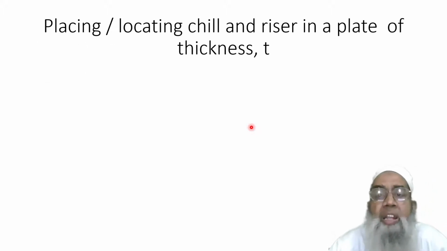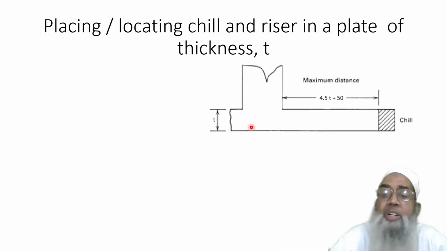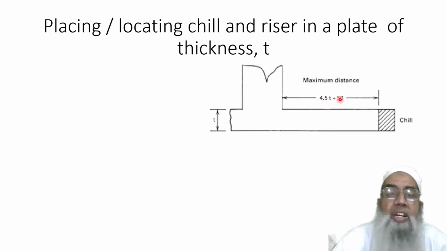Now, placing and locating the chill in a plate of thickness T, we can see that the 4.5 T we have observed is due to the riser. This plus 50 is for the chill. Now, if a chill is provided, the feeding distance of the riser has got enhanced from 4.5 T to 4.5 T plus 50 more.